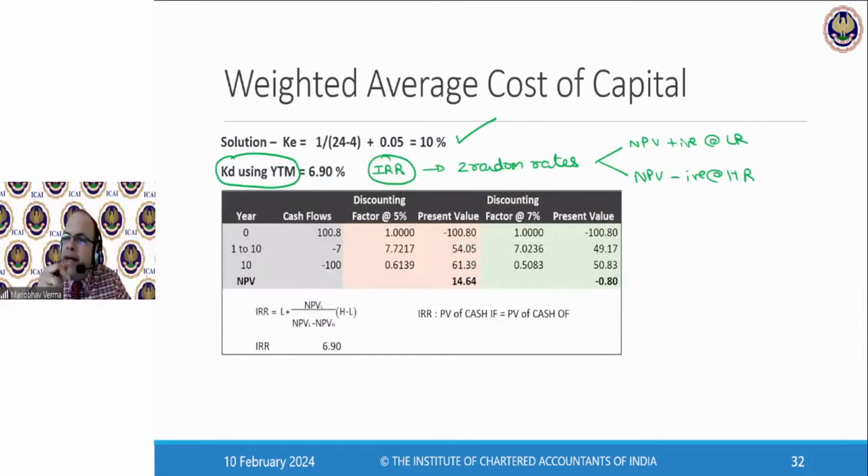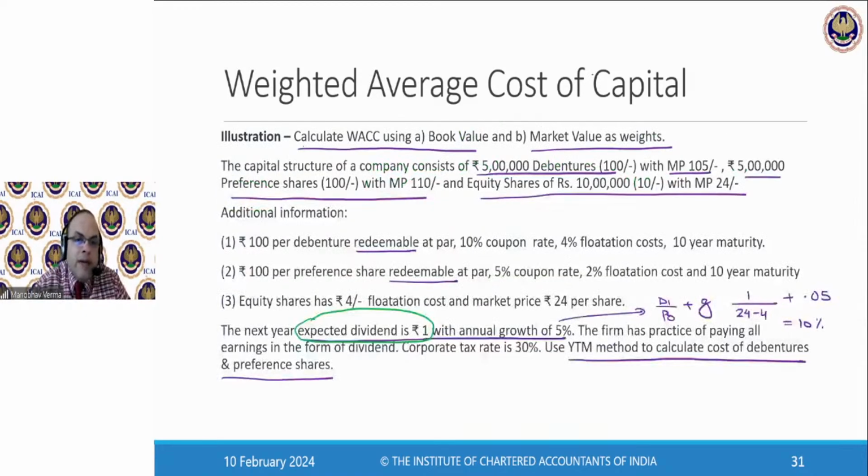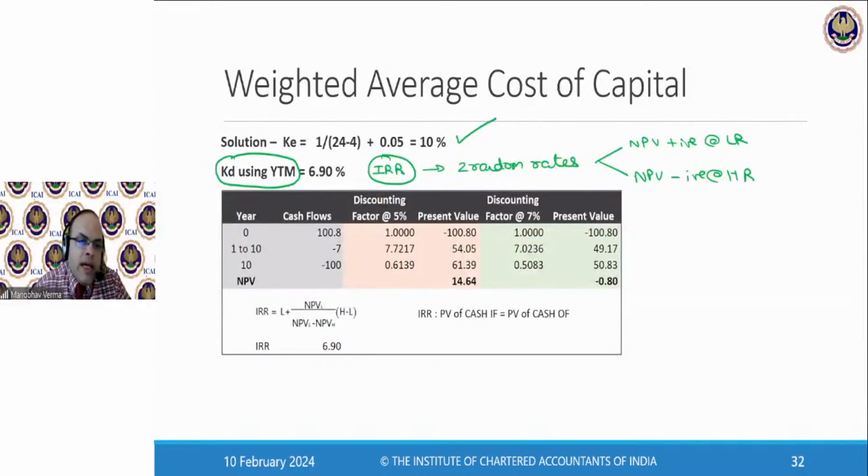So everyone remembers the YTM method, guys. My question is, if we are looking at a debenture here of 100 rupees and we are looking at the cash flows, can anyone tell me how come the initial cash flow is 100.8? How come the initial cash flow is 100.8 here?